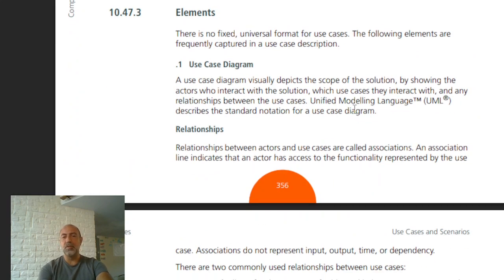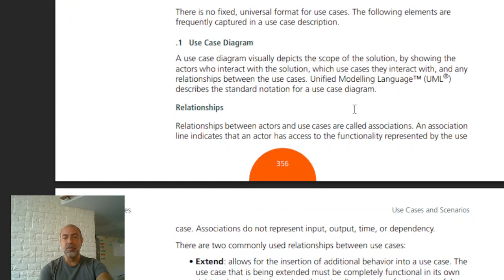That basically explains it beautifully. What are the elements? A use case diagram. There is no fixed universal format for use cases. Yes. The following elements are frequently captured in a use case description. A use case diagram visually depicts the scope of the solution by showing the actors who interact with the solution, the use cases they interact with, and the relationships between the use cases. Unified Modeling Language describes the standard notation for use case diagrams and stuff like this.